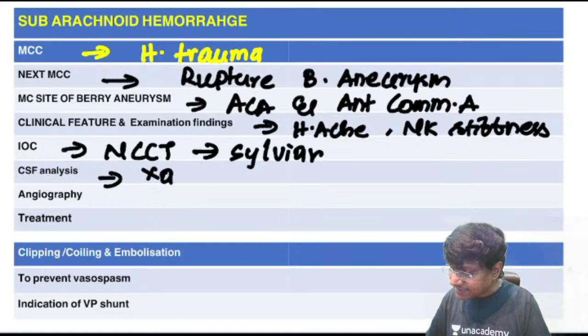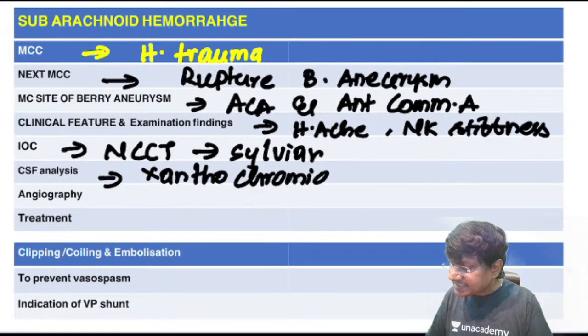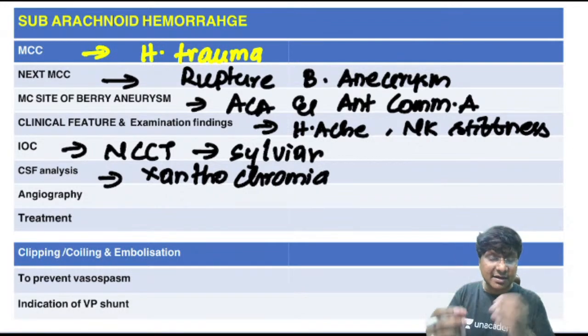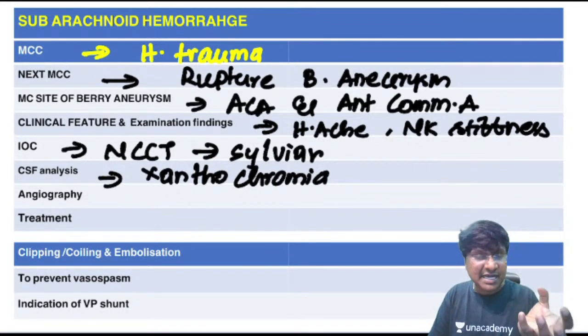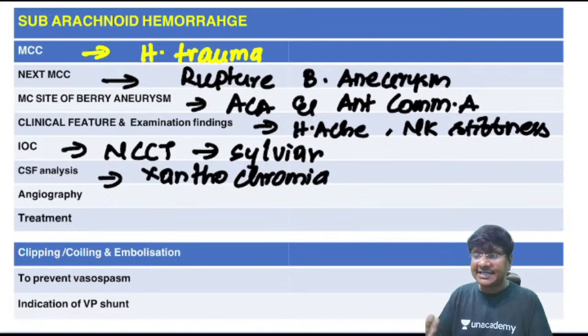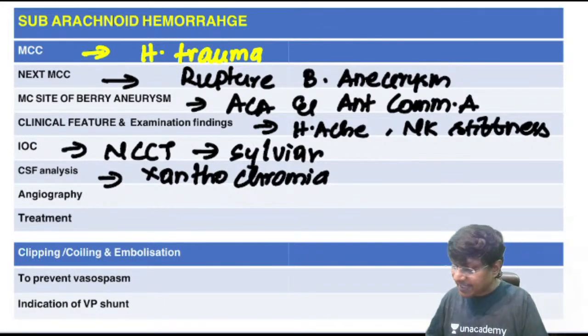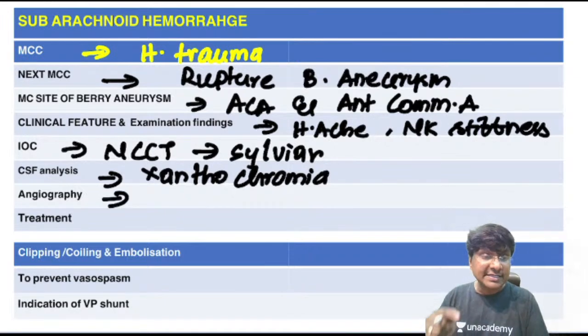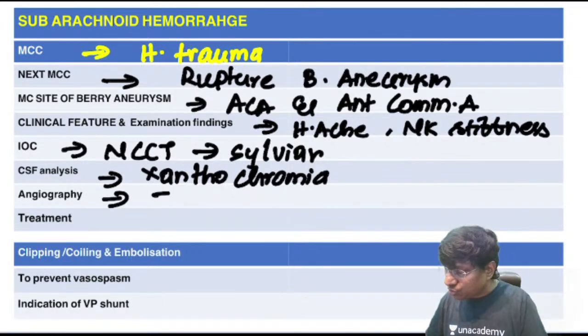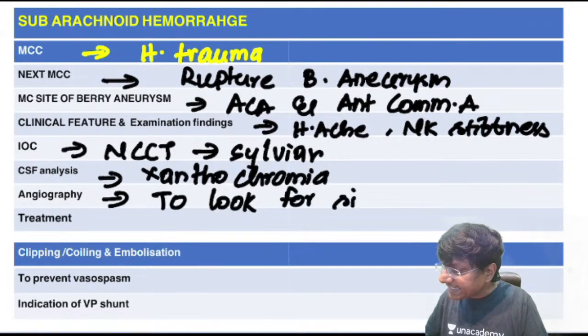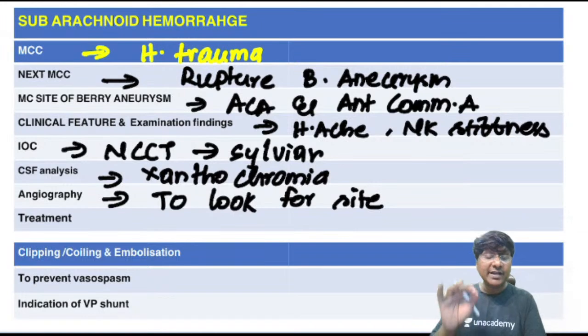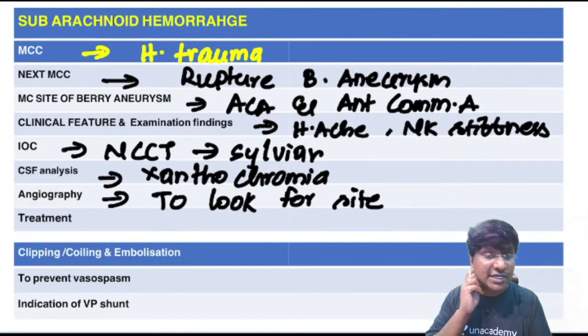The CSF analysis will show you the presence of xanthochromia. What is xanthochromia? The denatured or ruptured RBCs mix with the CSF, and that gives an orange-yellow color. That is xanthochromia. And what is the purpose of doing angiography? The purpose of doing angiography is to look for the site of rupture. That is the reason to do the angiography.